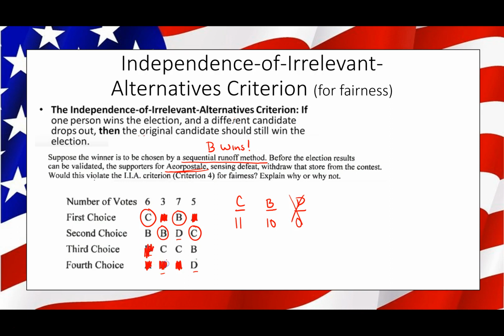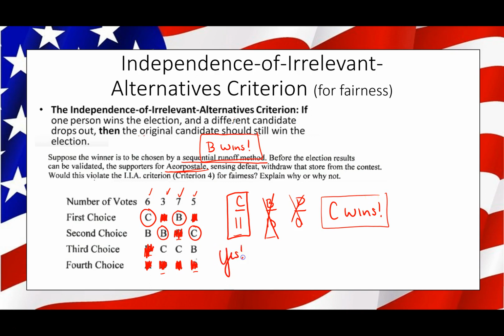And that actually, again, does not impact my first places. It's still going to be C winning this one, B winning this one, B winning this one, and C winning that. So we still have these counts, so I'm going to eliminate B, and you can see that C wins. That's a problem, right? Because here, B wins, but when A dropped out, C wins. So that is a violation. So we would say, yes, there is a violation.